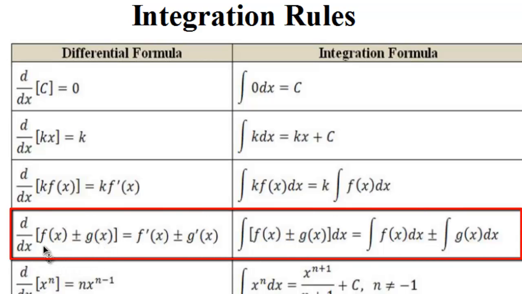The sum and difference rule for derivatives is the derivative of f of x plus or minus g of x is equal to the derivative of f of x plus or minus the derivative of g of x. We can reverse that in integrals as well. The integral, or antiderivative, of f of x plus or minus g of x is equal to the integral of f of x dx plus or minus the integral of g of x dx. In other words, just like we can separate the derivatives, we can separate the integrals.